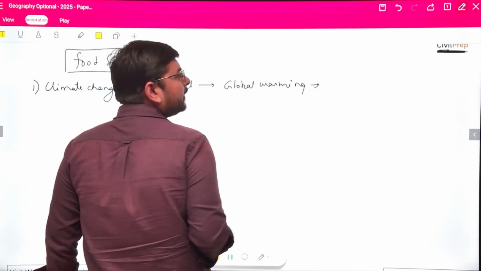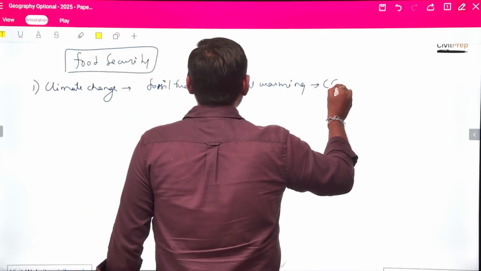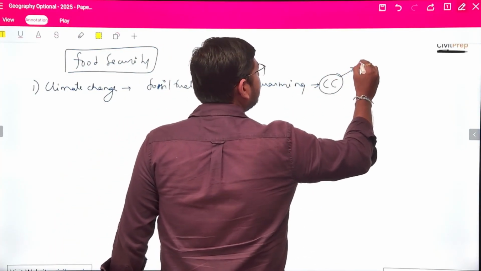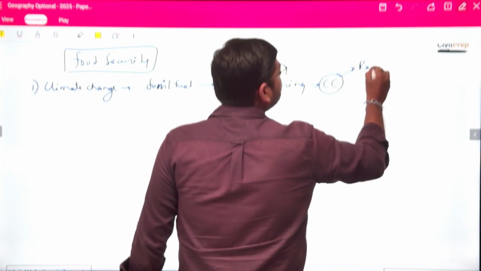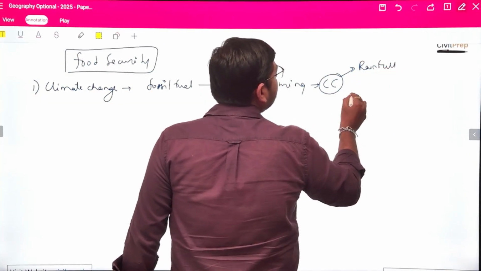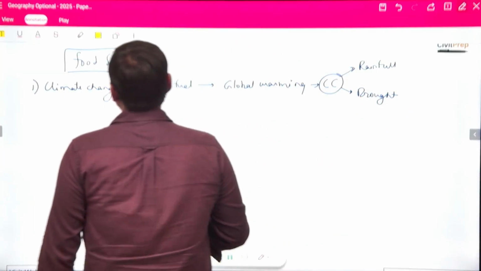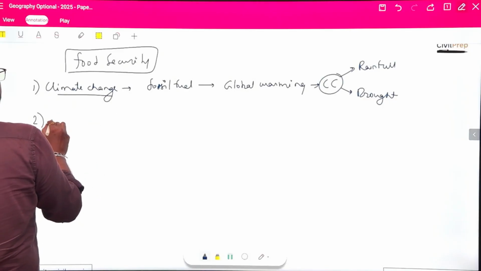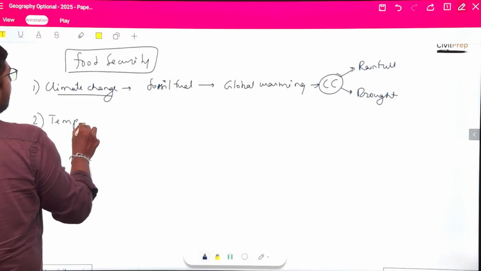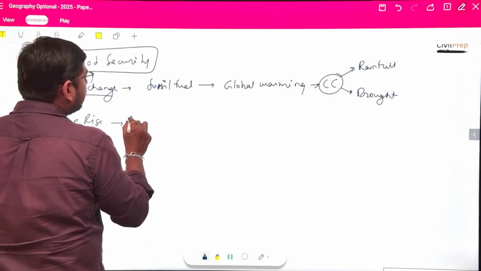Because of global warming, there is an increase in climate change. This climate change is making our climate extreme, in the form of extreme rainfall and extreme drought conditions. Secondly, we will also see that this climate change, or the rise in temperature, is impacting the nutrients in our food.